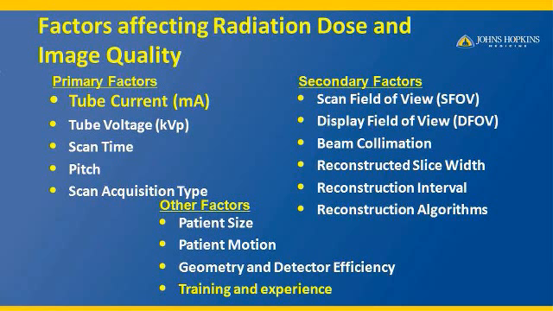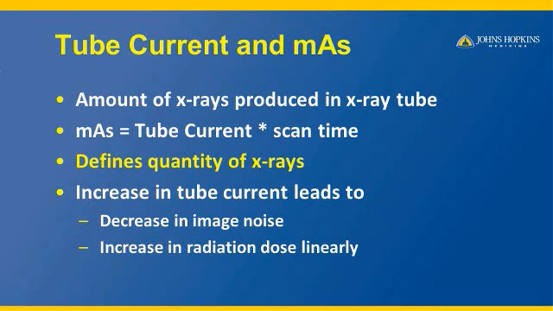Normally we can group these factors into categories such as primary factors, which have direct impact on the radiation dose and also image quality, secondary factors and other factors. I am going to talk about the primary factors, especially one of the factors such as tube current. The tube current is one of the primary factors in CT because the tube current indicates the quantity of X-rays. The tube current, also mAs, is the amount of X-ray produced in the X-ray tube.